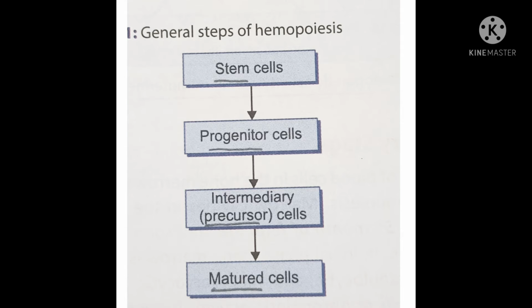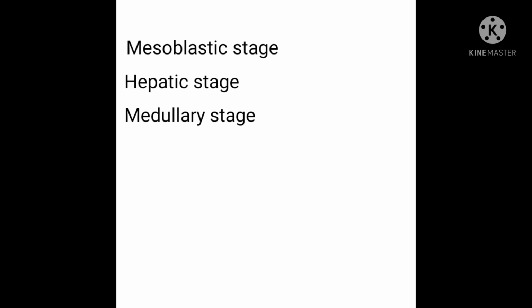So, in short, the general steps for hematopoiesis are: the HSC stem cells give rise to the progenitor cells, which give rise to the precursor cells, which finally form the mature cells. There are three stages of hematopoiesis, that is the mesoblastic stage, hepatic stage, and medullary stage.